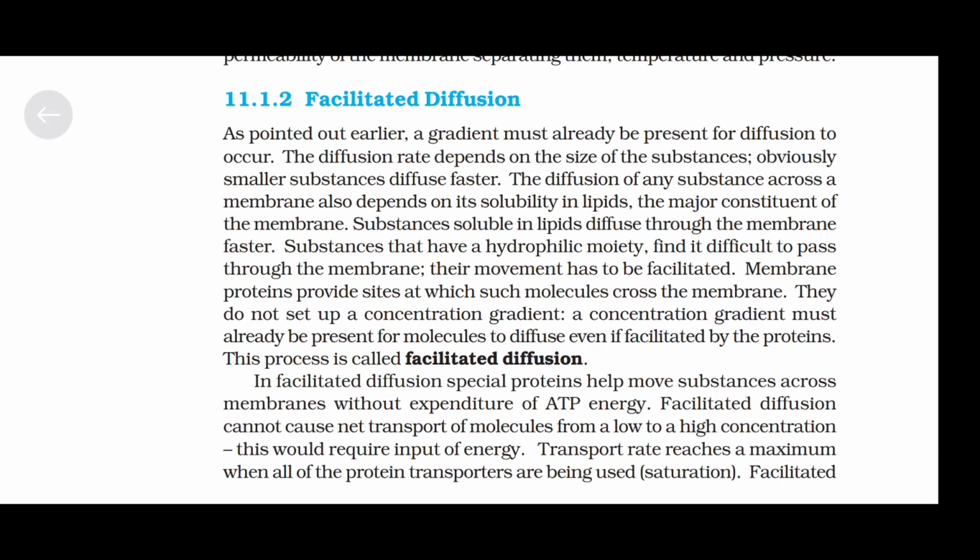The diffusion of any substance across a membrane also depends on its solubility in lipids, the major constituent of the membrane. Substances soluble in lipids diffuse through the membrane faster. Substances that have a hydrophilic moiety find it difficult to pass through the membrane. Their movement has to be facilitated. Membrane proteins provide sites at which such molecules cross the membrane. They do not set up a concentration gradient. A concentration gradient must already be present for molecules to diffuse even if facilitated by the proteins. This process is called facilitated diffusion.